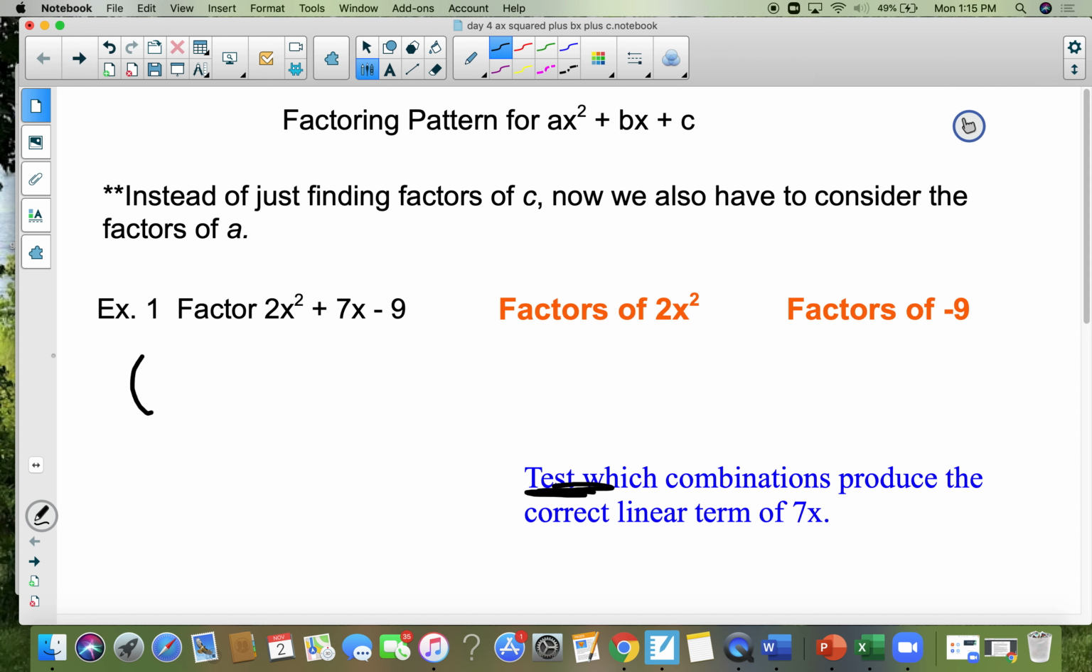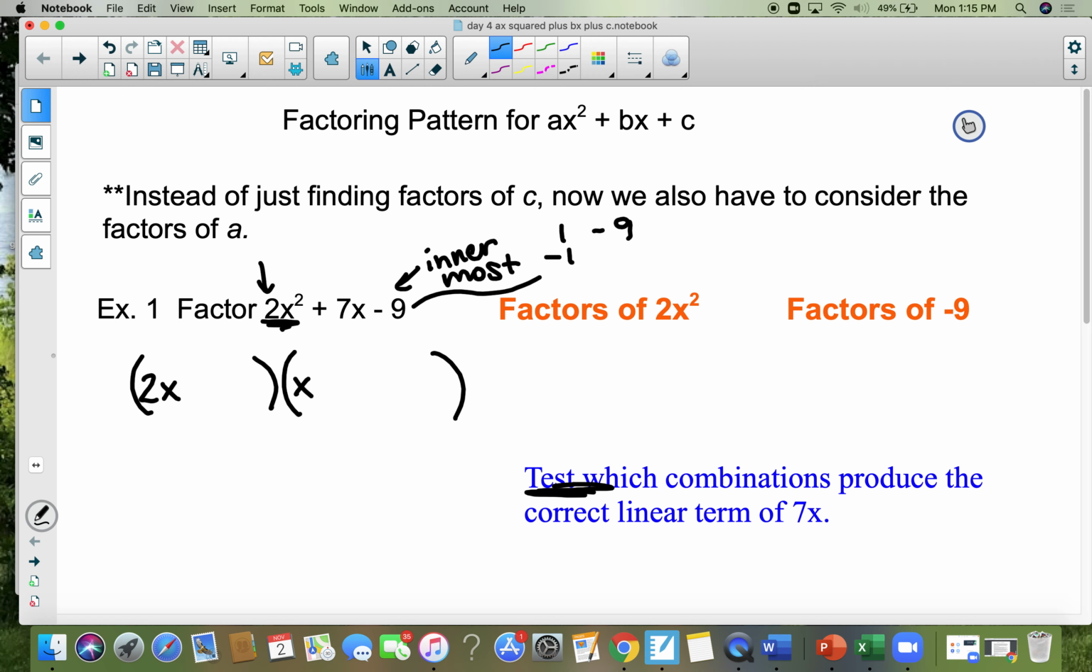And all I'm going to do is put two sets of parentheses. And I know that it needs to be 2x squared, so I know it needs to be a 2x and a 1x, or a 1x and a 2x, correct? These with a number out in front, I always work with the innermost factors; usually they work. And what I mean by that are the factors of 9 are 1 and a negative 9, negative 1 and a positive 9, negative 3 and a positive 3, or a positive 3 and a negative 3. I work with the inner factors all the time when I do this one.